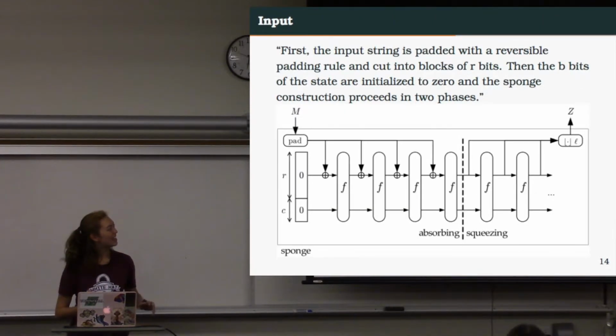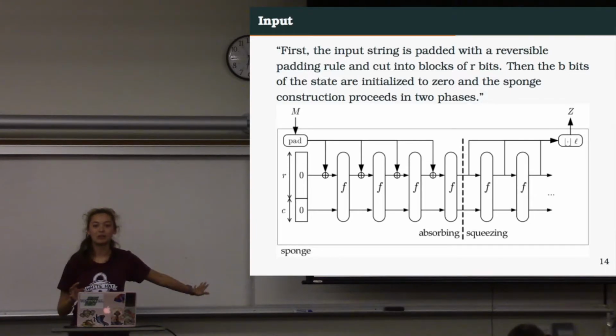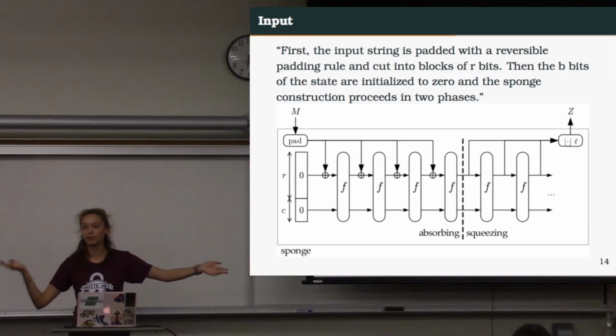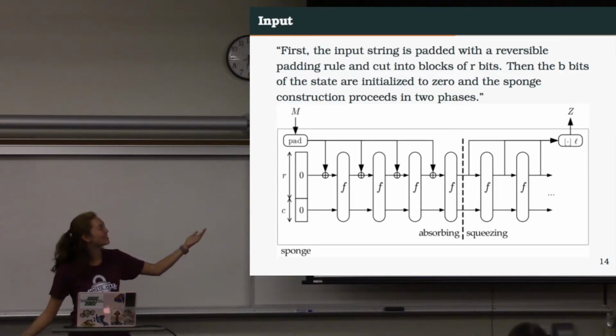So we have the input. From the KECCAK website, which is the team that came up with this sponge function, the cryptographic primitive is what it's called, from which the sponge functions have grown and proliferated and turned into SHA-3. I'm super sick, I'm sorry.